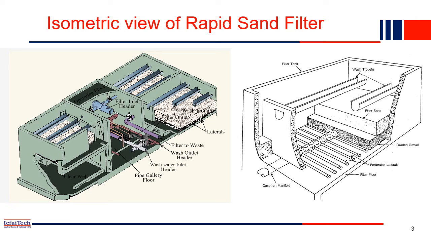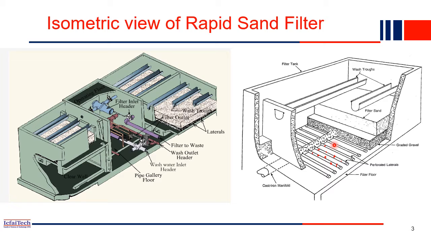So let me draw it here. Each lateral will have this type of holes. These are the pipes, basically cast iron pipes, where these holes will be there. Through these holes water will be collected through these laterals, and all laterals are connected into the main pipe. This is the main pipe we call it, right? Ultimately whatever water is collected through these laterals will be deposited into the main pipe, and ultimately you will get the clean water in this direction.